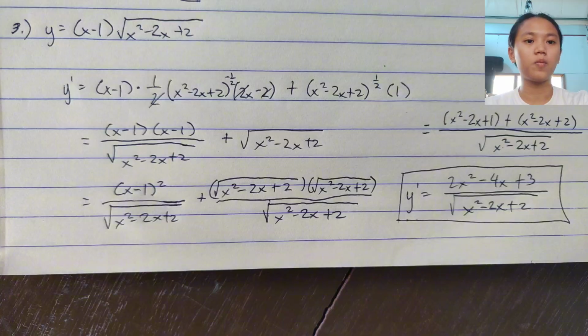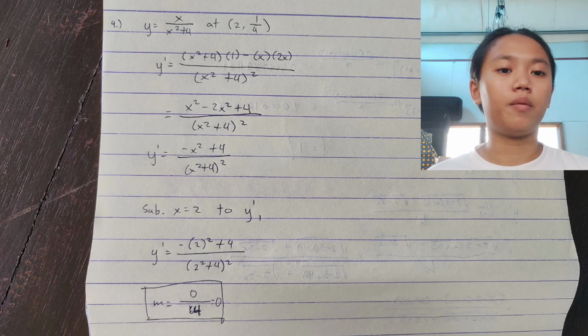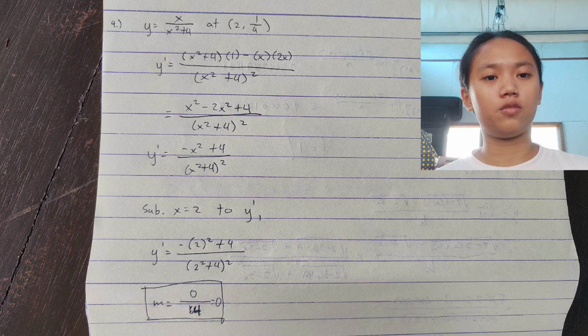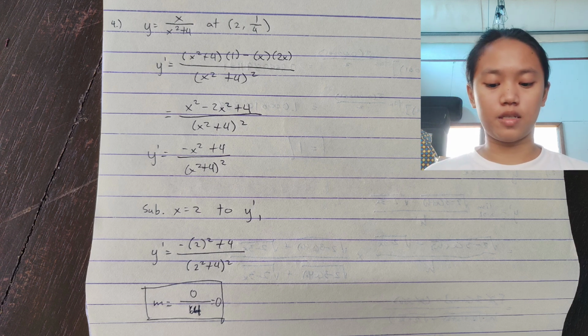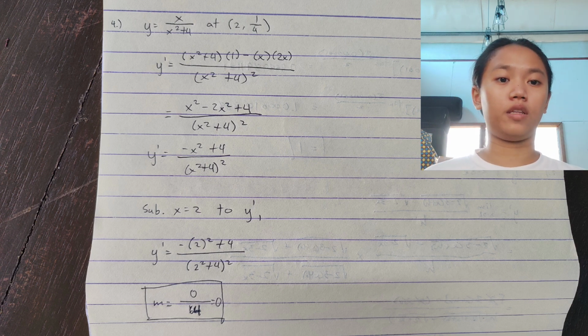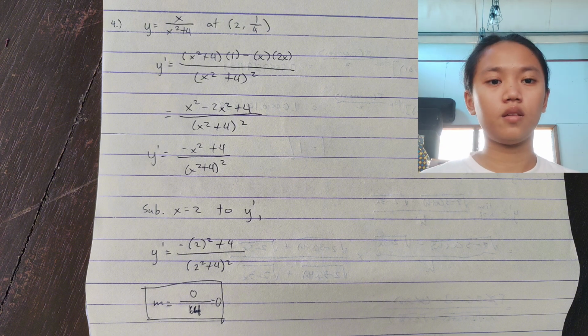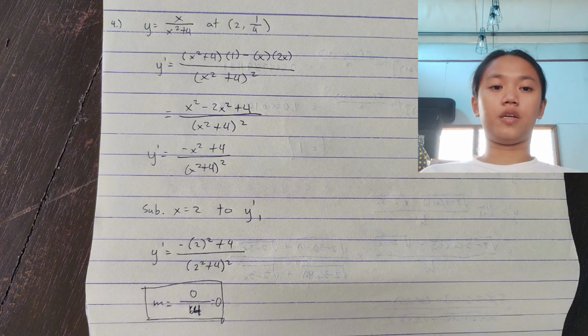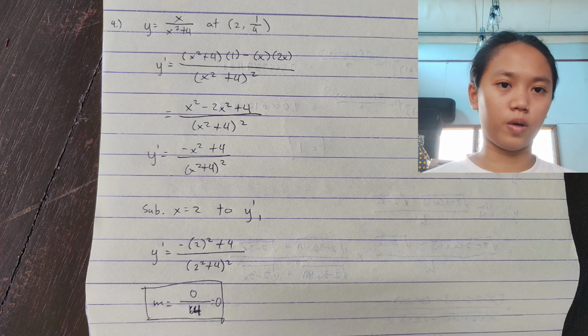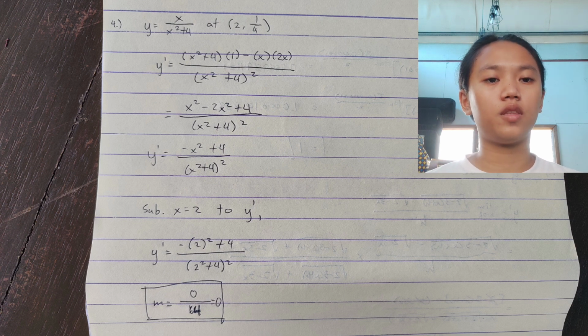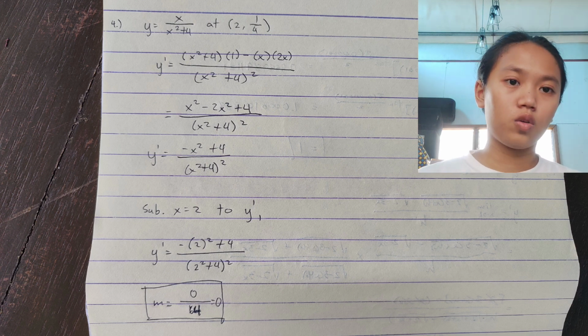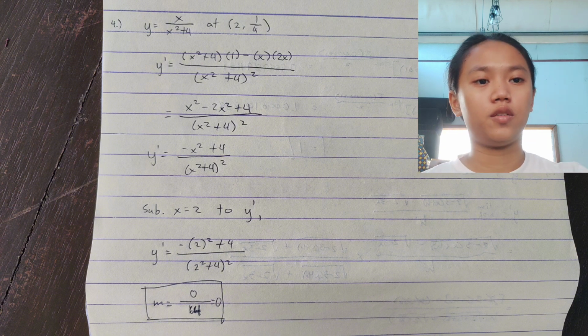And y prime is equal to 2x squared minus 4x plus 3 over the square root of x squared minus 2x plus 2. For the last number, number 4, we have to find the slope of the curve y equals x over x squared plus 4 at the point (2, 1/4). Now, what we have to do here is first derive the equation and then substitute the x value of the point into the derived equation.